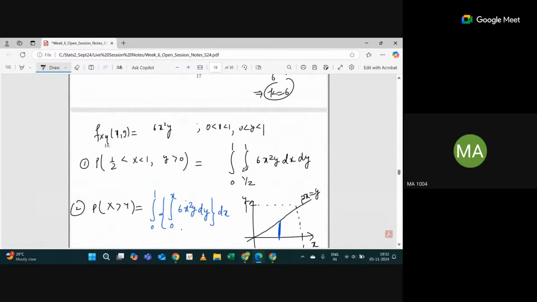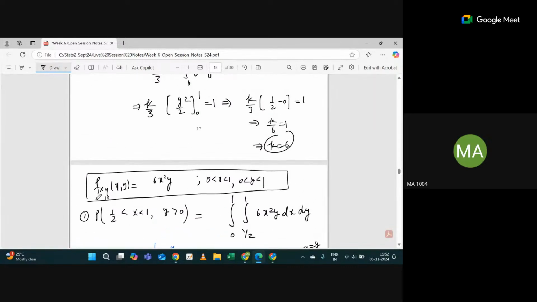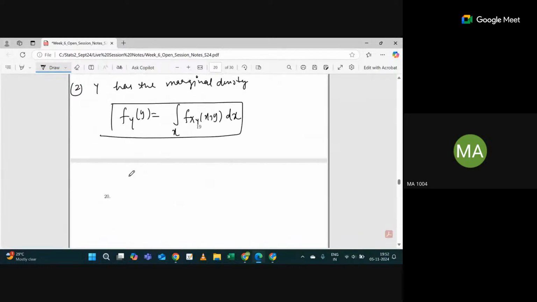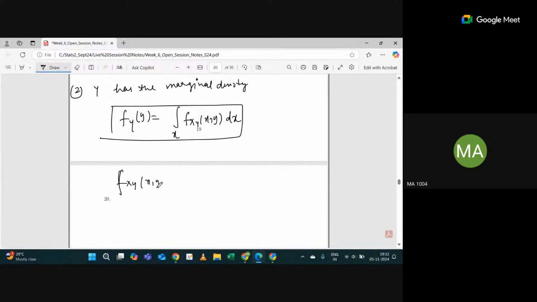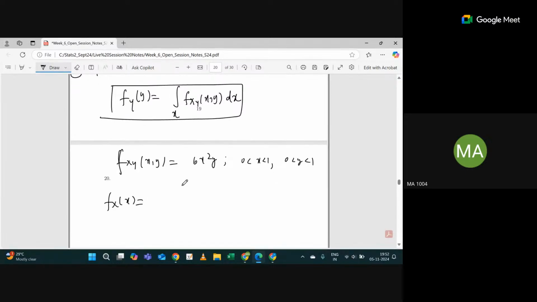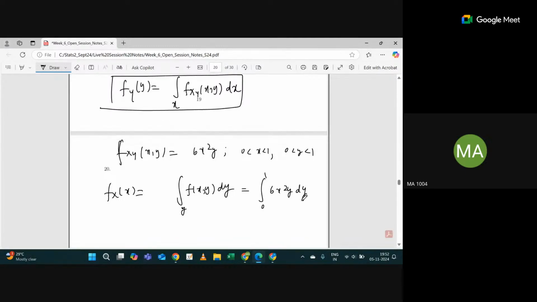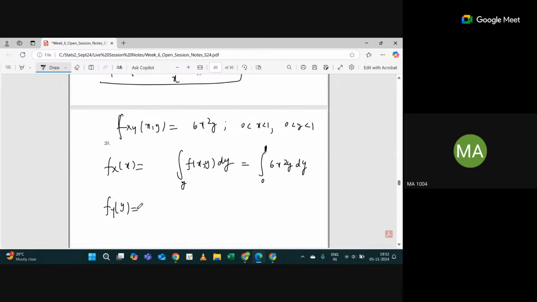Suppose f_XY is given to us, and I ask, what is f of x? What will you do in that case? The joint density was 6x², for x from 0 to 1 and y from 0 to 1. If I ask what is f_X(x), you have to integrate with respect to y. And what is the limit of y? 0 to 1, of 6x² y dy. Since you are integrating with respect to y, at the end you will get some function of x. And if you want to find the marginal density of y, you have to integrate with respect to x. All right?